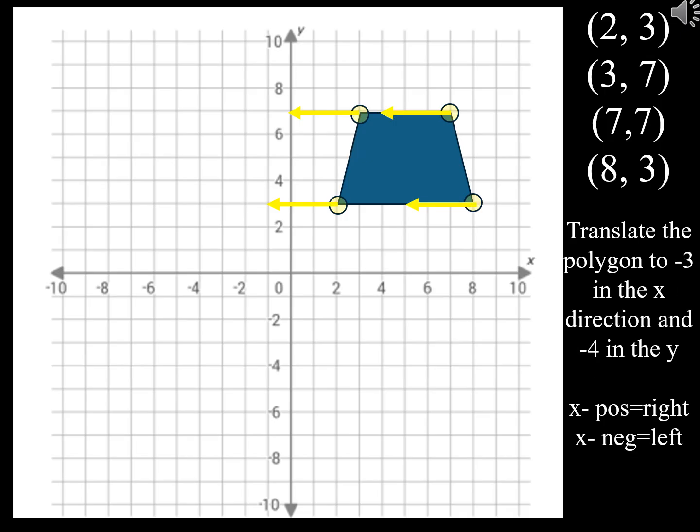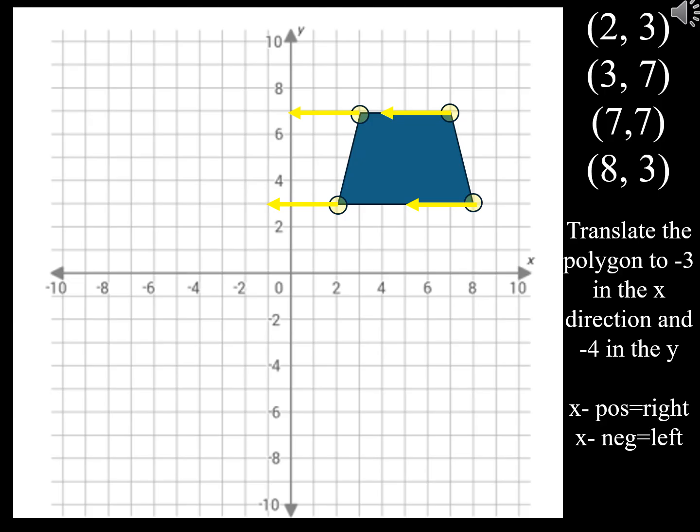If we were asked to translate this polygon -3 in the x direction and -4 in the y direction, we would pick one thing to start with. So we're going to start with our horizontal, and we're going to translate, or slide, our polygon -3. So we're going to the left. We're going to go smaller.